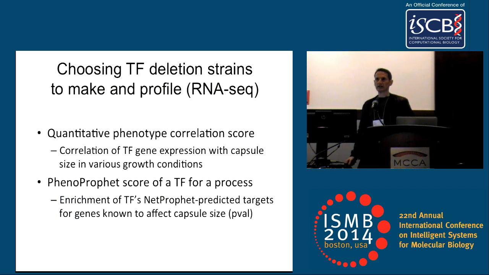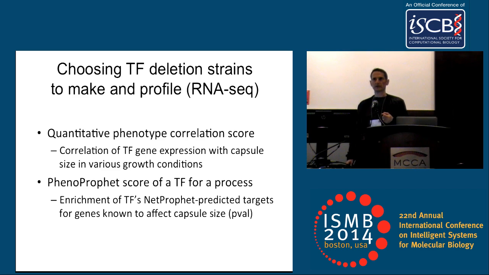One of the major challenges we faced in doing this project was figuring out which transcription factor deletion strains to make and profile. If I didn't say it already, the data that NetProphet requires is expression profiles from transcription factor deletion strains. So there are lots of choices. We wanted to pick ones that were relevant to capsule. We tried two approaches. The first approach we tried, which is described in a 2011 paper, was to prioritize for deletion transcription factors whose expression level is correlated with the size of the capsule across multiple capsule-inducing conditions.